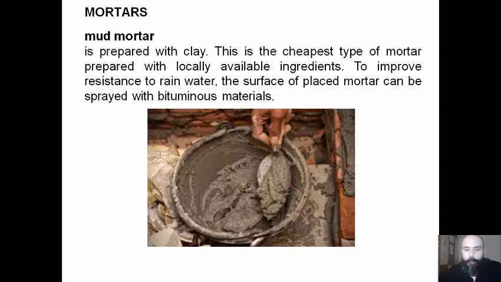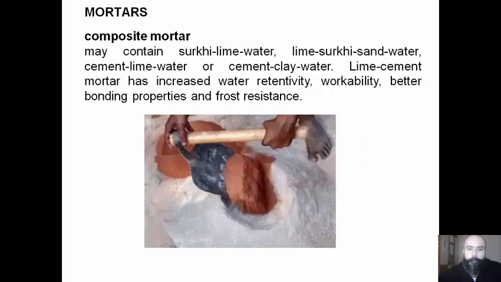Mud mortar is prepared with clay. This is the cheapest type of mortar, prepared with locally available ingredients. To improve resistance to rainwater, the surface of placed mortar can be sprayed with bituminous materials.